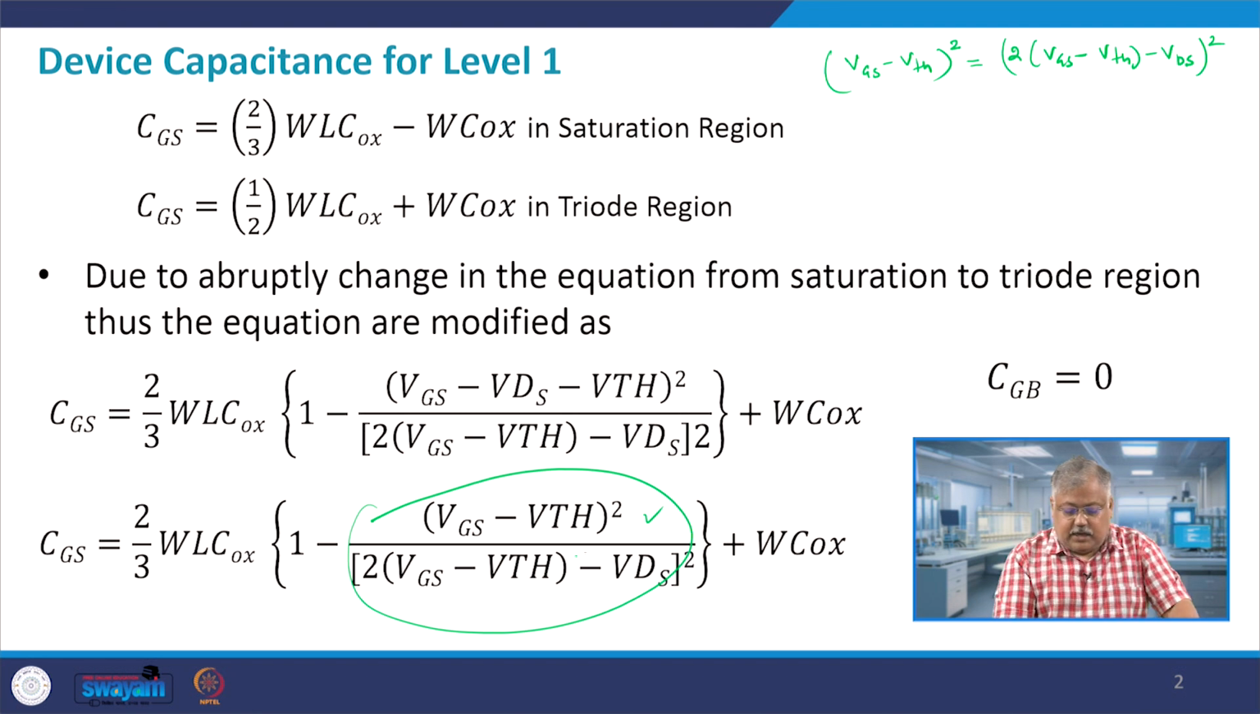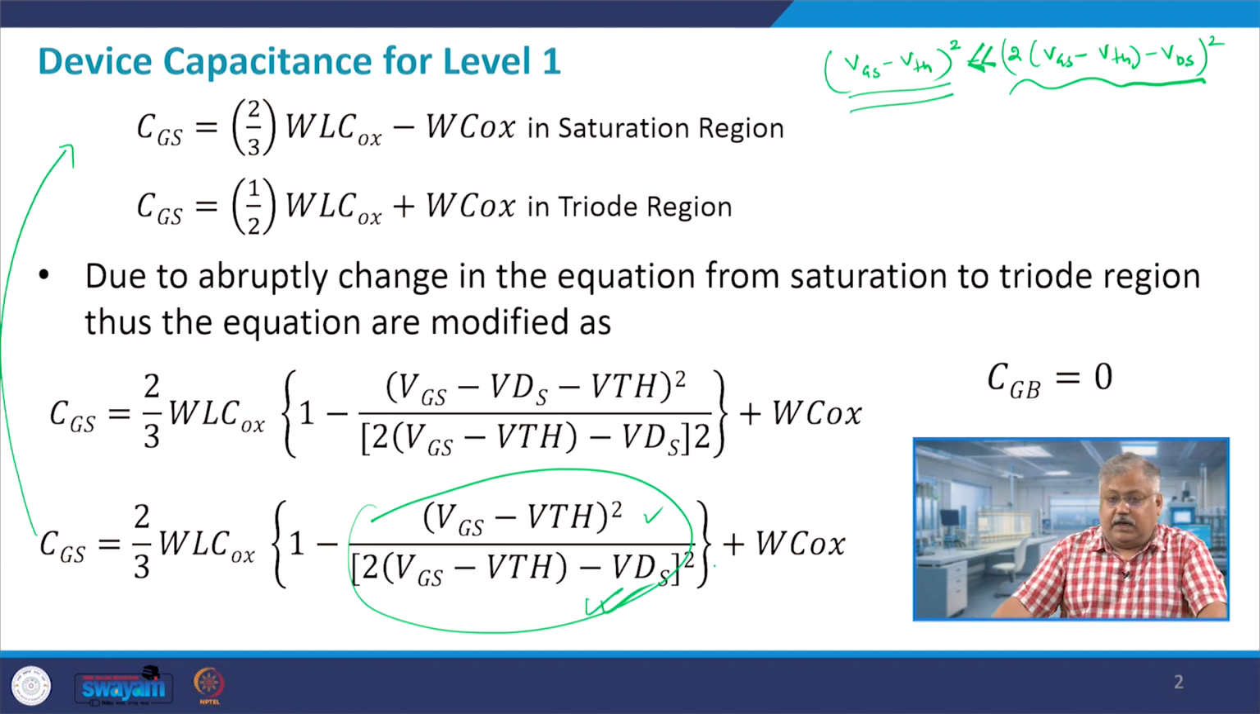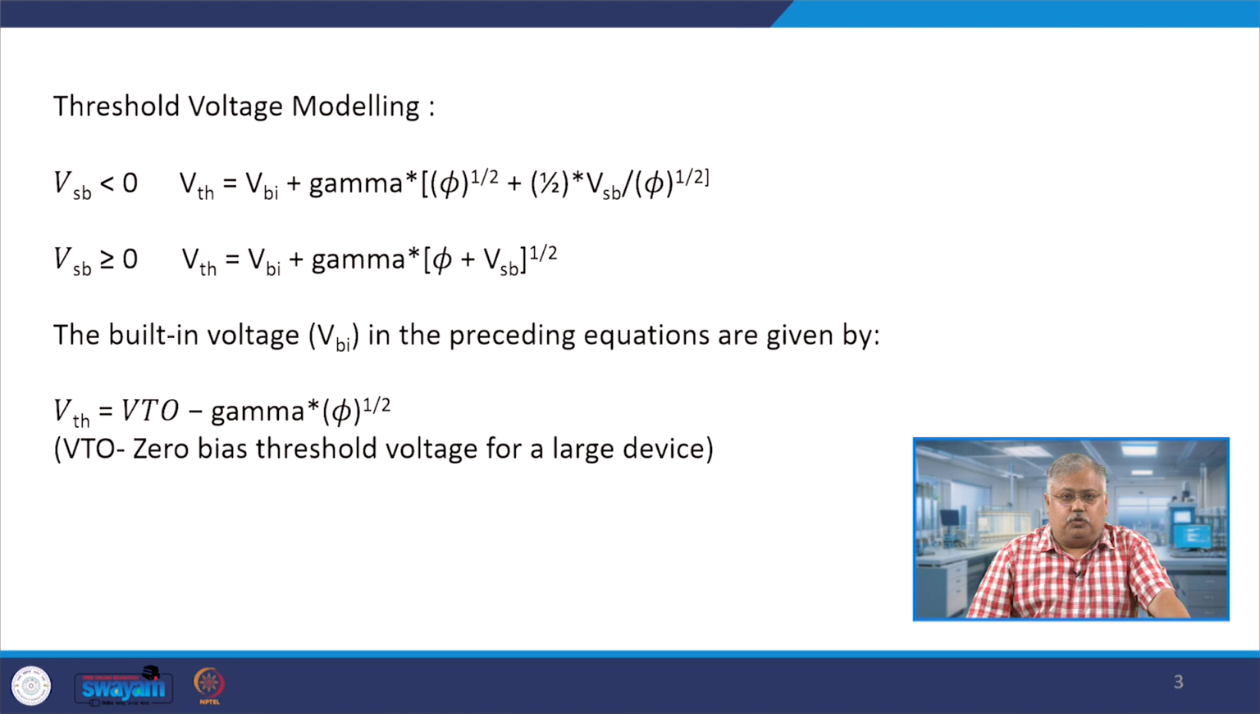If you want this equation to come back to the earlier equation, then we effectively say that this quantity is very large as compared to this quantity. Once this is true, the denominator becomes very large, and therefore this becomes approximately equal to 0, and we reach the same equation as you see at the top. So the overall thing we get out of it is that the overdrive should be as large as possible in order to sustain this equation in a proper fashion, and CGB should be equal to 0. Now, this was for the gate to source capacitance only.